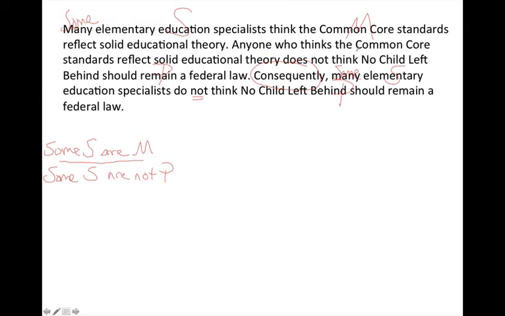And then we've got Common Core again. Anyone who thinks the Common Core standards reflect solid educational theory does not think No Child Left Behind should remain a federal law. So we've got M, P, but notice anyone is a universal, but a universal negative. No M are P, some S are M, some S are not P. Let's diagram.